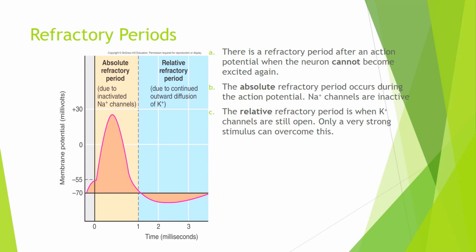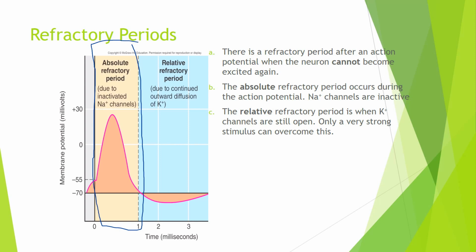So we have a mechanism called refractory periods that are important because these occur after an action potential where the neuron cannot become excited again. So you can't overexcite neurons, which would be terrible because we would probably not be able to sleep ever. And so there's two different phases of refractory periods. The first is an absolute refractory period, and that's denoted here in this figure.